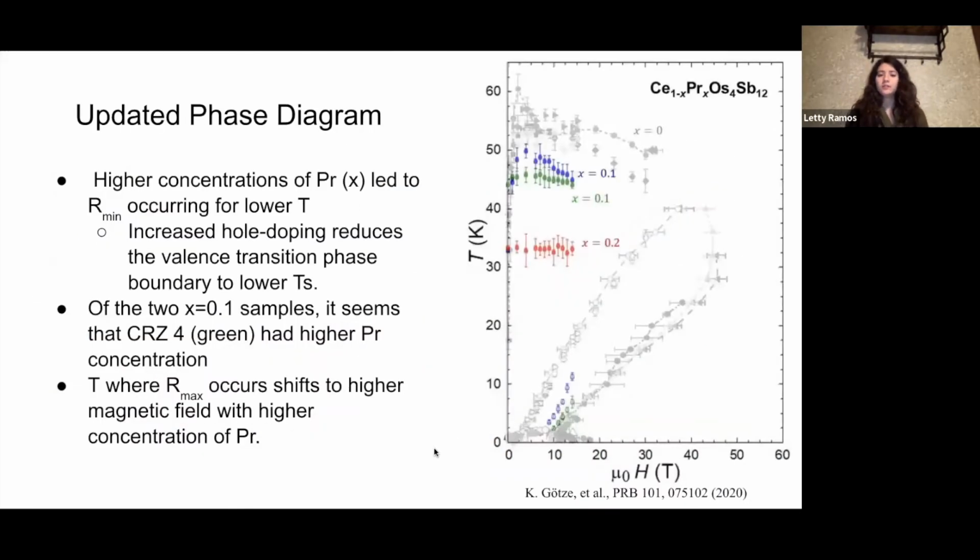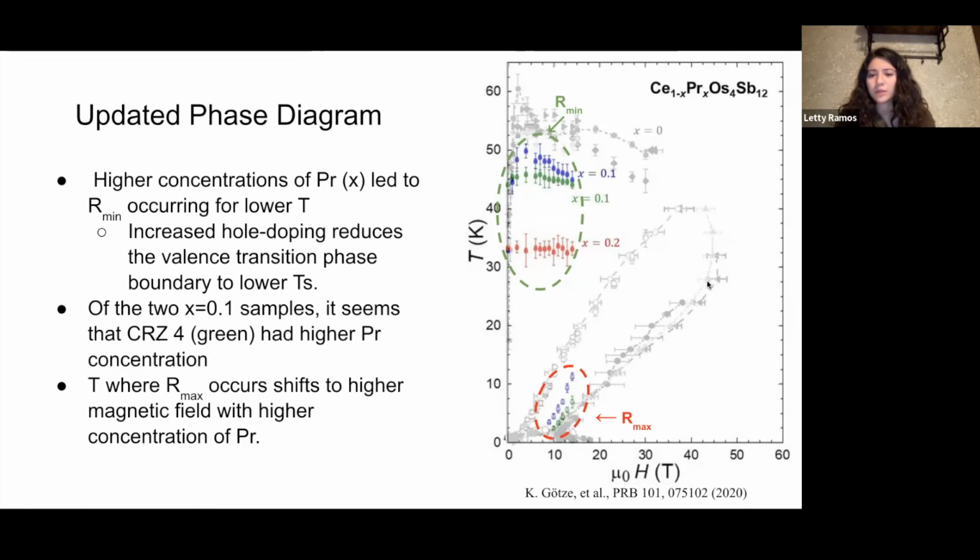So here is the updated phase diagram. In gray, we have the parent compound with 0 praseodymium content, and then this data right here is from the R minimums, and this one's from the R maximums. From this, we can infer that higher praseodymium content led to the phase boundary occurring at lower temperatures. And from this, we can infer that maybe the green sample had slightly higher praseodymium content.